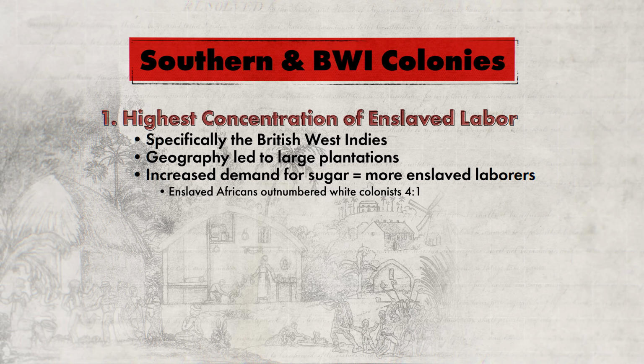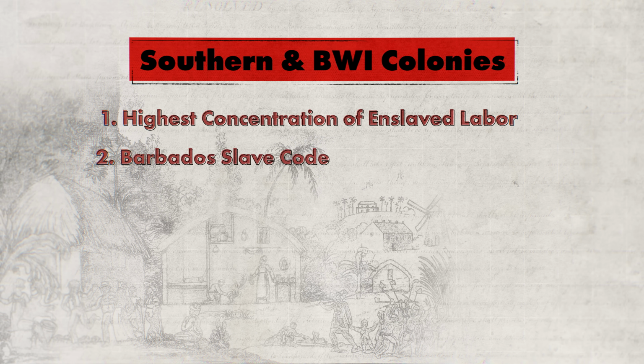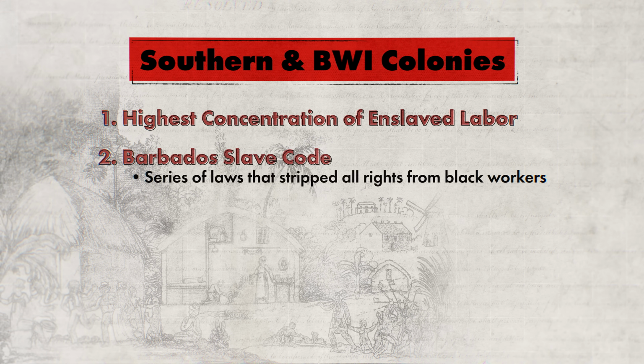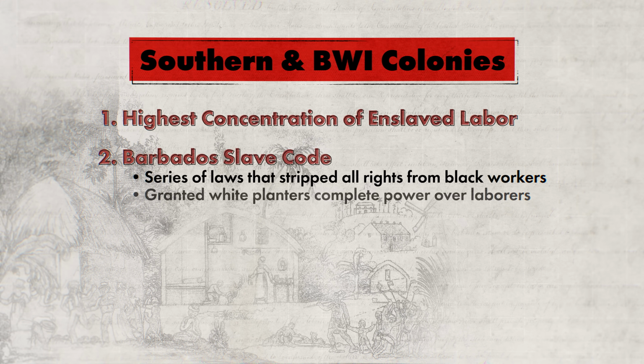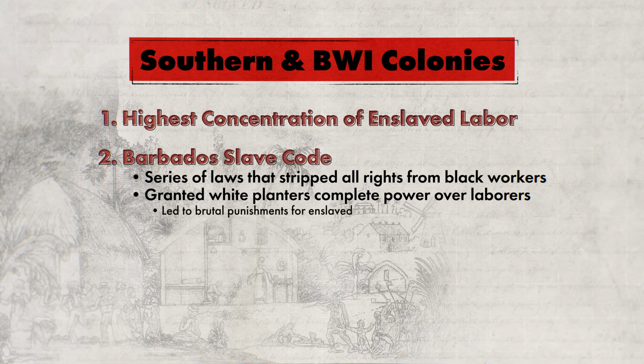And soon, the black population outnumbered the white population 4-1. And to put it mildly, that made the white folks more than a little twitchy. So in response, they passed the Barbados Slave Code, which stripped all rights from black workers and granted white planters complete power over them, which led to brutal and vicious punishments for the enslaved.